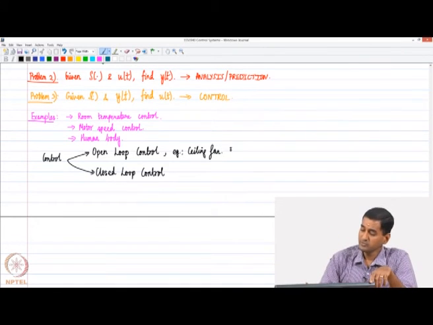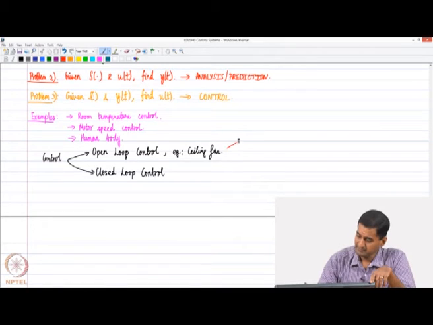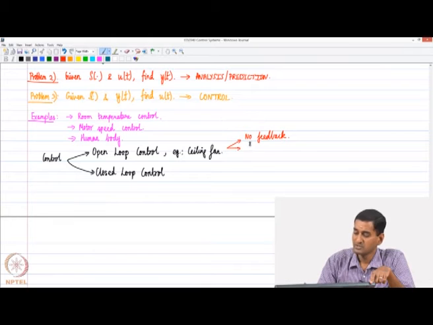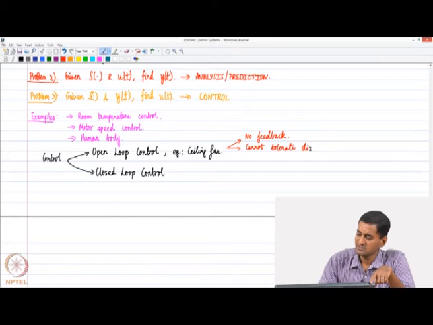Okay. So open loop control means, what are the various characteristics? There is no feedback. We will shortly define what is called feedback. So as a result, there is no feedback in open loop control. Essentially it cannot tolerate disturbances. It is not robust to disturbances and so on. But on the flip side, the cost and complexity are lower.